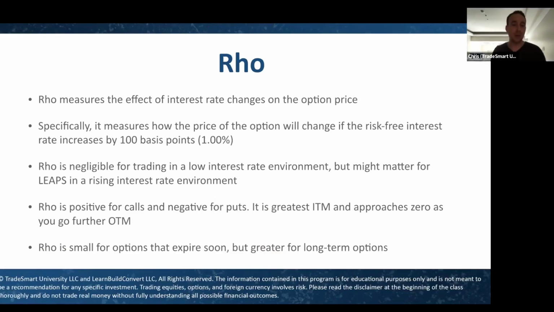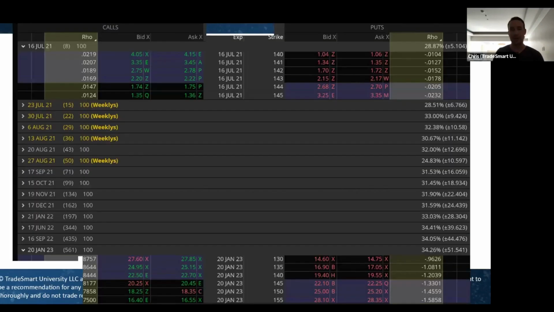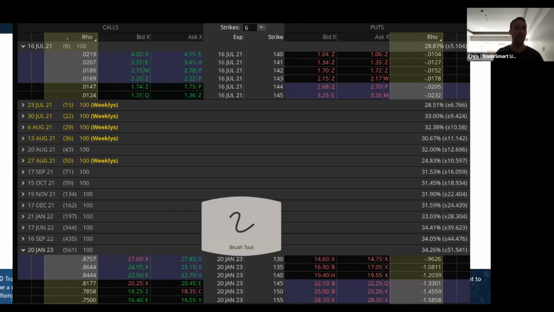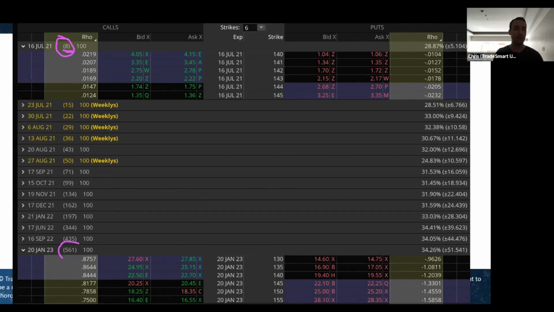Rho is going to be small for options that expire soon, but greater for longer term options. So the more time until expiration, the more rho will have an effect on your option, because again, there's more chance that interest rates change over a long-term position than one that expires very soon. So here I had to kind of break up the options chain to give you two different examples, right? So here we're looking at options that expire in 8 days versus here we're looking at options that expire in 561 days.